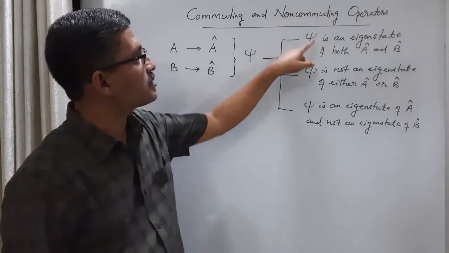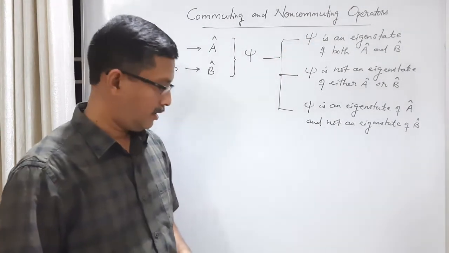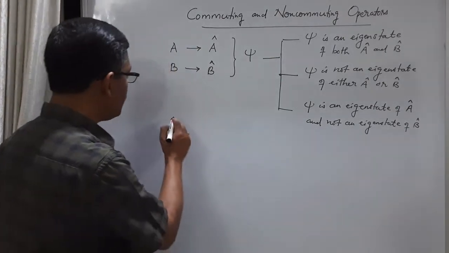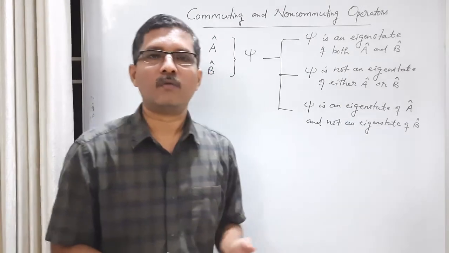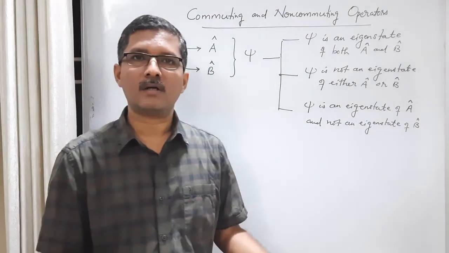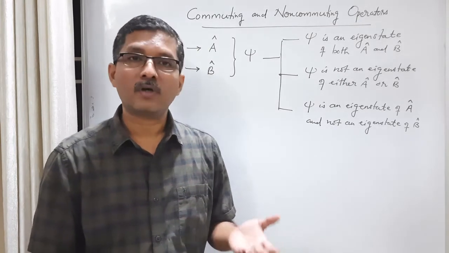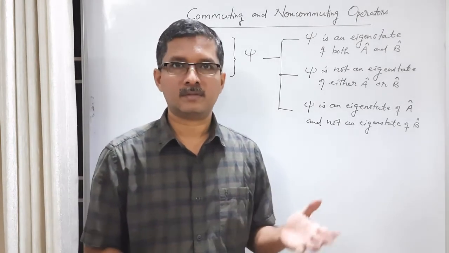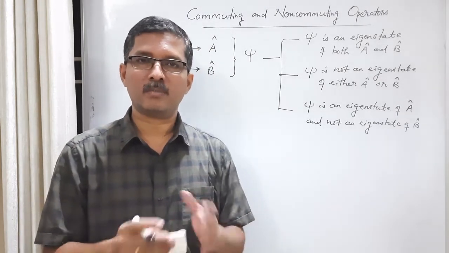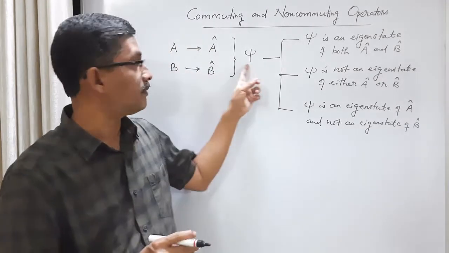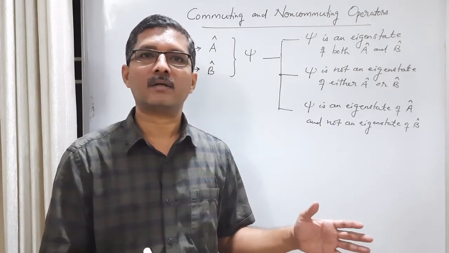So first consider this, psi is an eigenstate of both A and B. So we want to measure A and B. Normally every measurement is done on an ensemble of states. So let's say we want to measure A and B in 10 trials. We want to measure A in 10 trials, we want to measure B in 10 trials in the same state psi. So what we do is we make 20 identical copies.